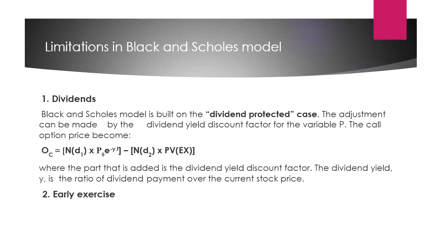The second factor is the early exercise. Keep in mind that the Black and Scholes model is originally designed for European options, where exercise can take place only at the expiration date. Mostly we deal with American options, where early exercise is possible. One of the ways is to use a modified version of binomial models.